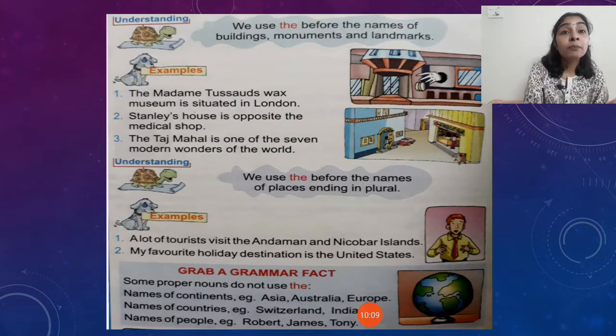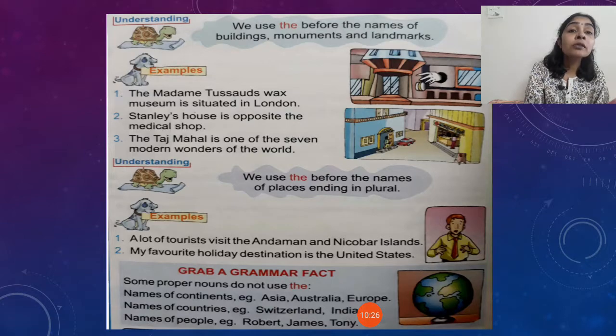Stanley's house is opposite the medical shop. That particular medical shop, it is opposite the particular medical shop, so we are using the before it. The Taj Mahal is one of the 7 wonders of the world. Okay, so again, the Taj Mahal.